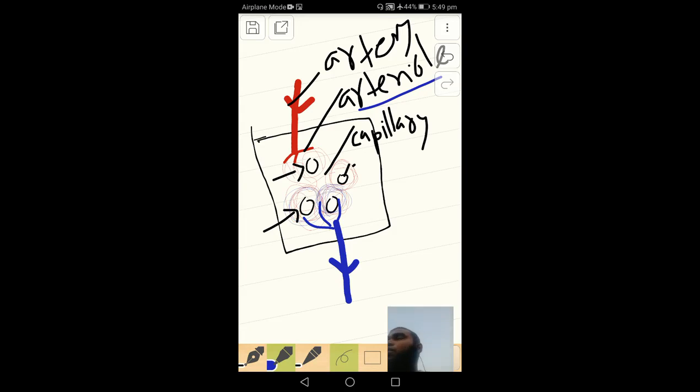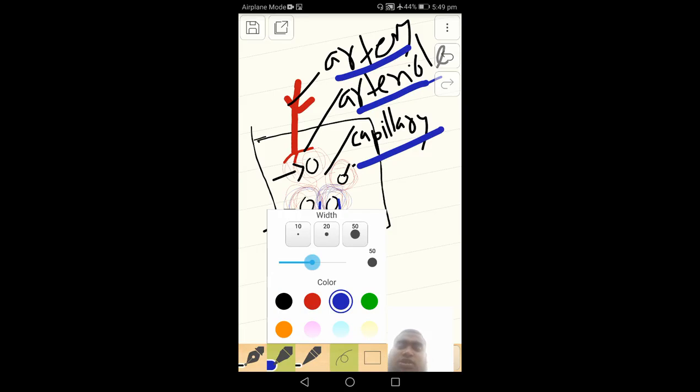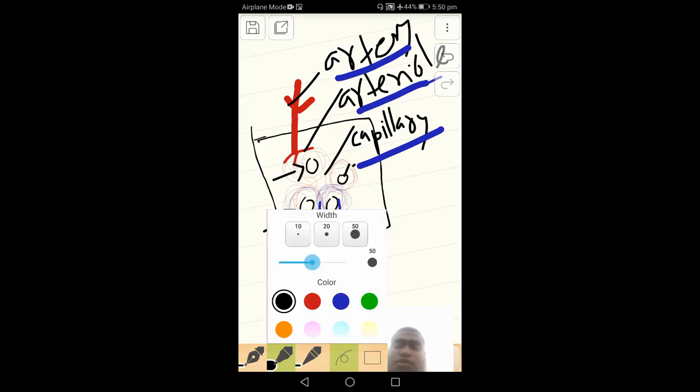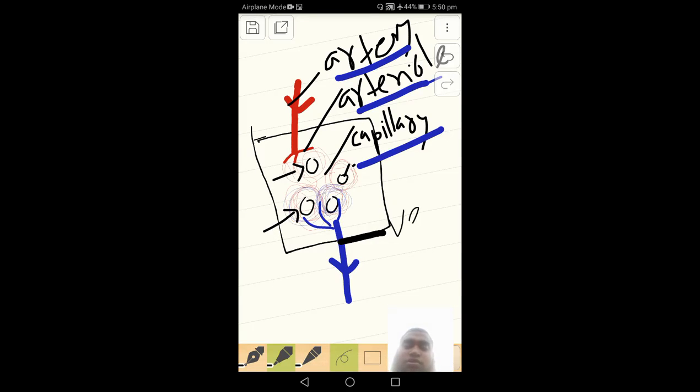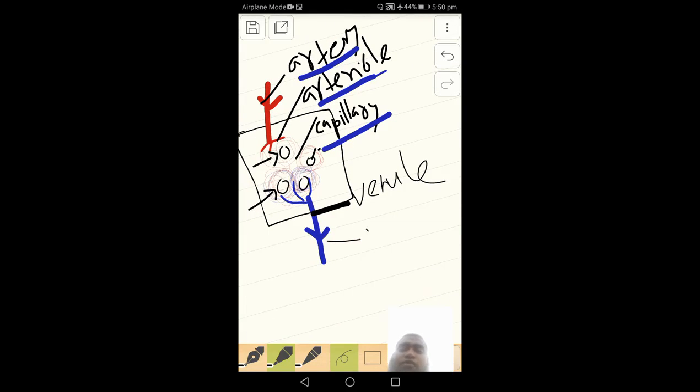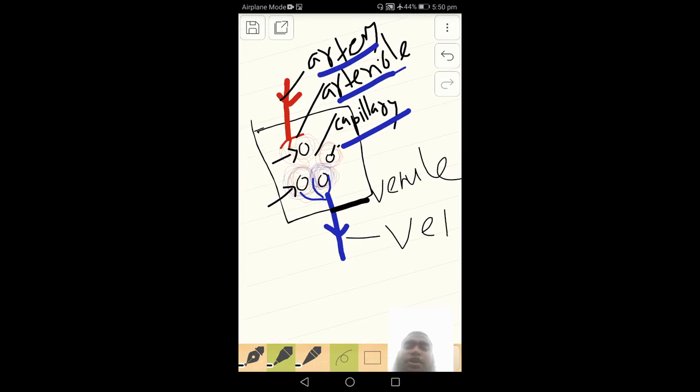So what is the sequence? The sequence is first the artery, then the arteriole, then the capillary, then the venule, and then we have the vein.